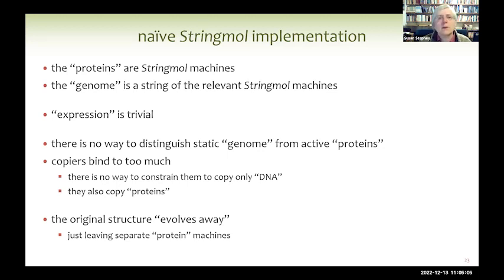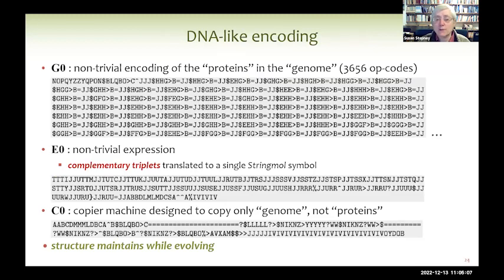So we thought about this a bit more and decided, well, we're talking about genomes and DNA, let's take this a bit further. And so we built a non-trivial encoding of these protein machines, these string mol machines, into a genome, so that this genome now really is data, or the uncompiled code. We call it G for genome and 0 for the first iteration of it, 0 because we're computer scientists and we start counting at 0.